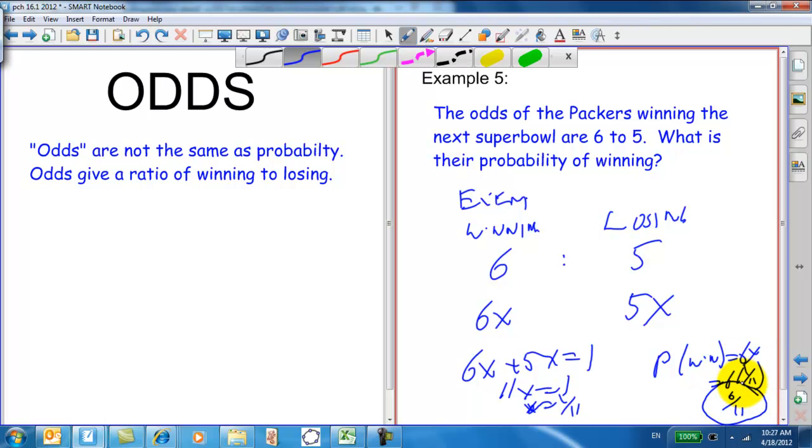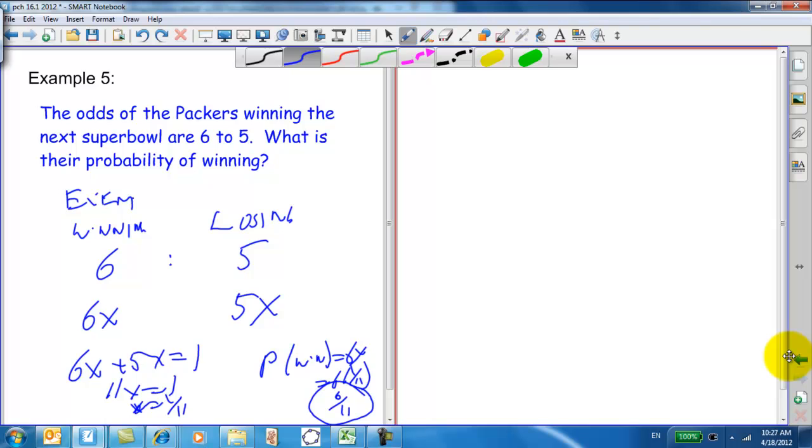Notice now we have a number between 0 and 1. You can't just say the probability of Packers winning is 6. The probabilities are in a 6-5 ratio.